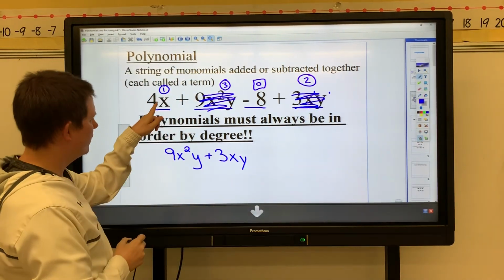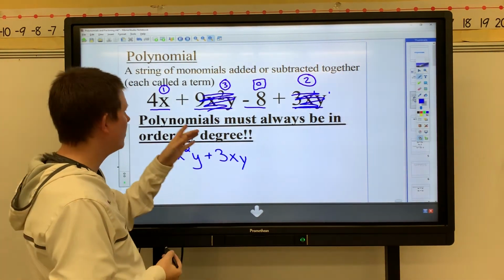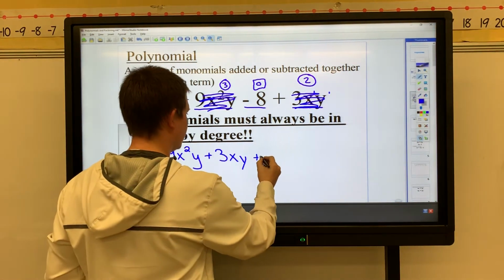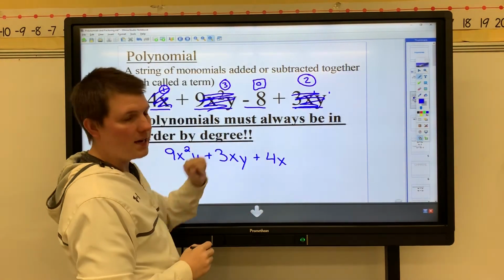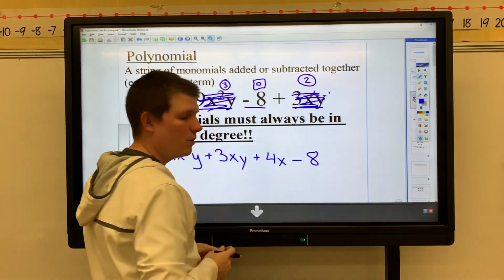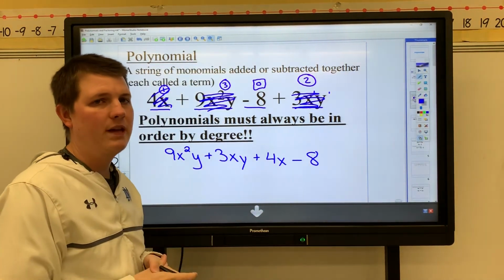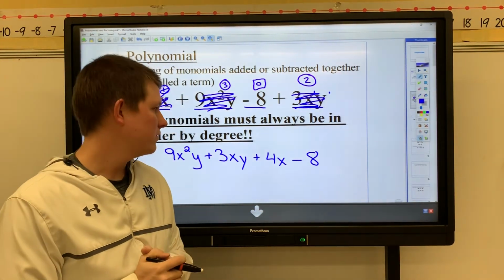So now I have left a degree of 1 and a degree of 0. Which one comes next? Remember, we're going from biggest down to smallest. So 4x is next. And negative 8 has a degree of 0. That needs to go in the back. That is what we call our constant. The constant is the one that doesn't have a variable. So negative 8 does not have a variable with it. It's called a constant.